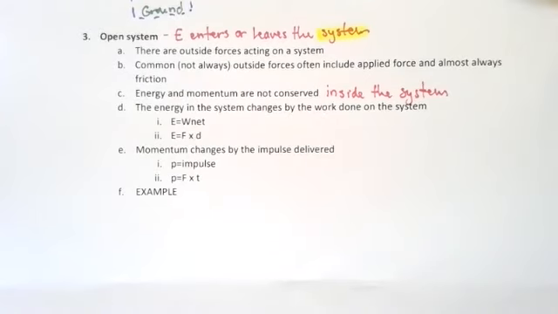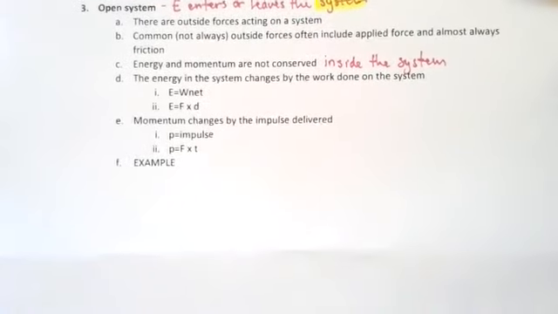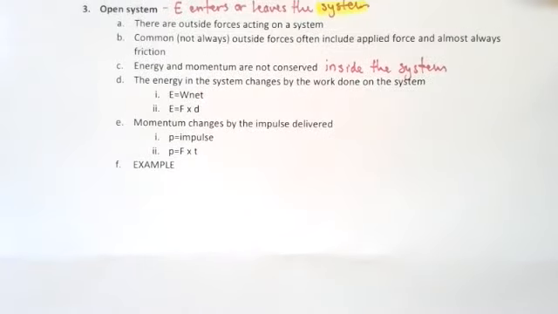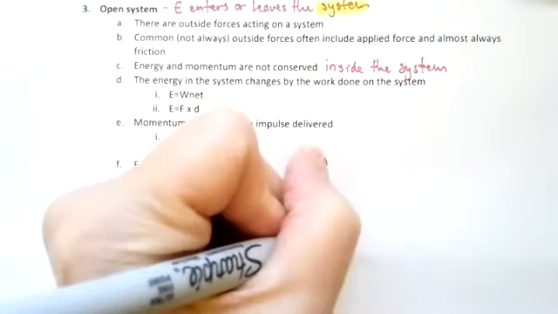So I want to take that same example, and I want to show you how changing our system can change the definition of it being open or closed. So let's take that ball in free fall, ignoring air resistance. And here's my ground.